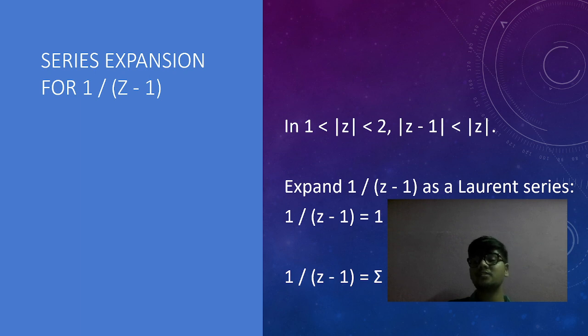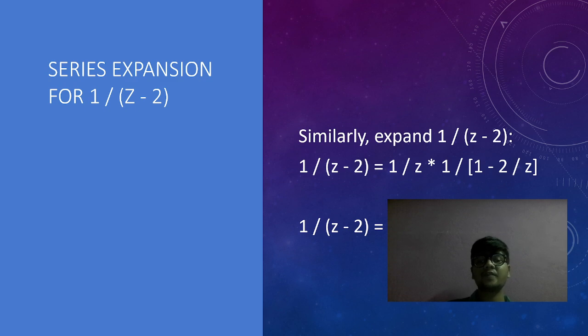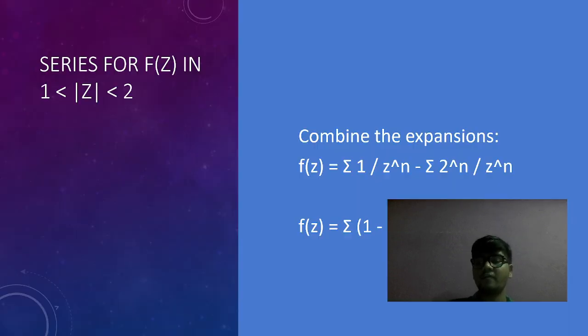Expand 1/(z-1) as a Laurent series. 1/(z-1) = (1/z)(1/(1-1/z)), so 1/(z-1) = Σ 1/z^n. Series expansion for 1/(z-2): similarly, 1/(z-2) = (1/z)(1/(1-2/z)), so 1/(z-2) = Σ 2^n/z^n.